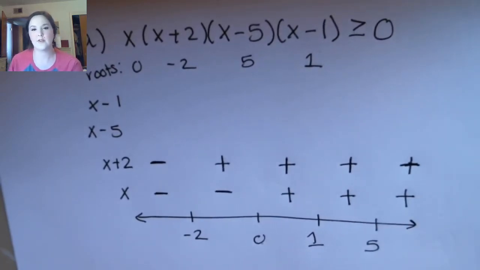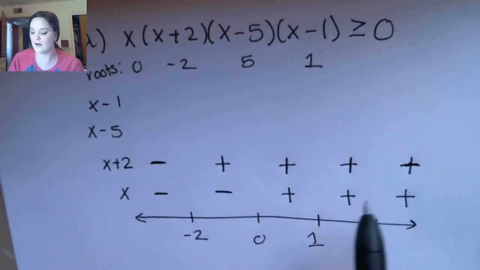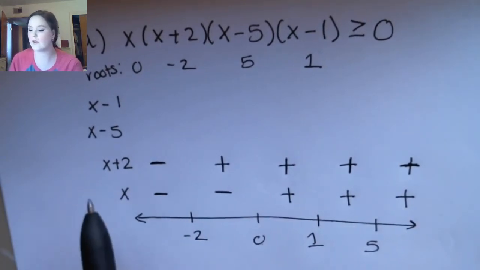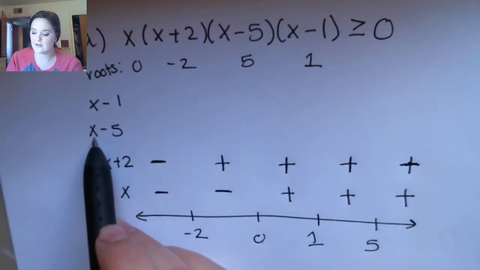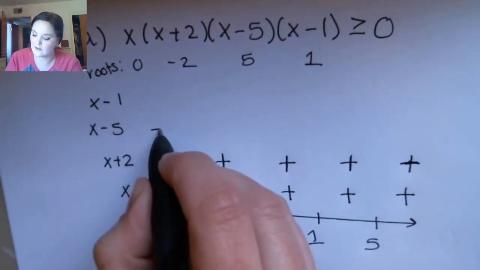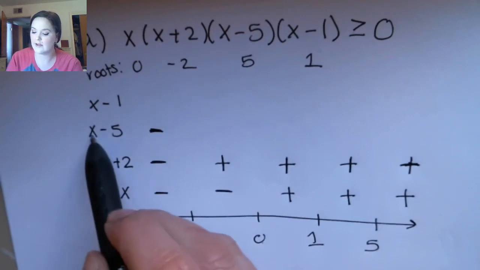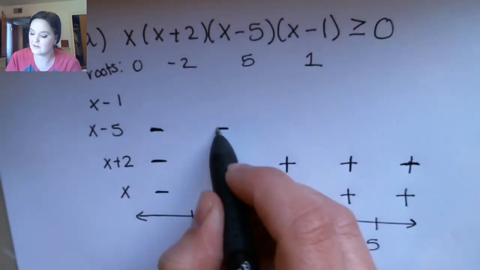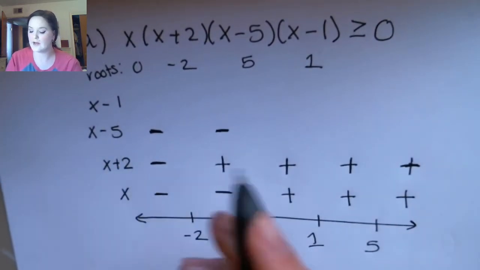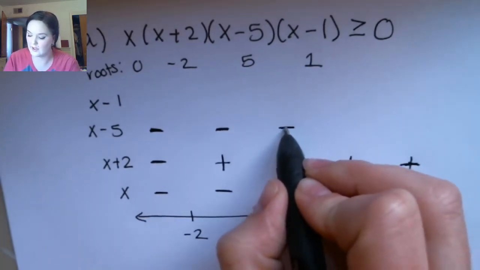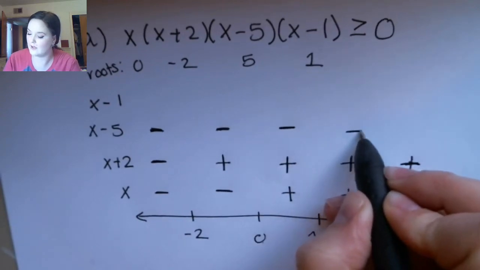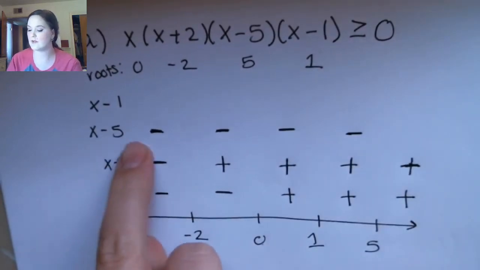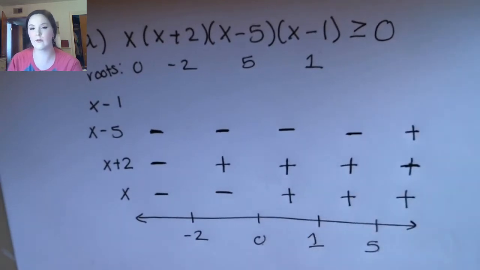So you're not actually filling out the numerical values. You're just testing a value and then marking whether you get something positive or negative. Now for x minus 5, if I plug in -3, I'll get -3 minus 5, that's -8, that's negative. Here, -1 minus 5, that's -6, still negative. 1/2 minus 5, that's -4.5, still negative. 2 minus 5, that's -3, still negative. And then 6 minus 5 is 1, that's positive.